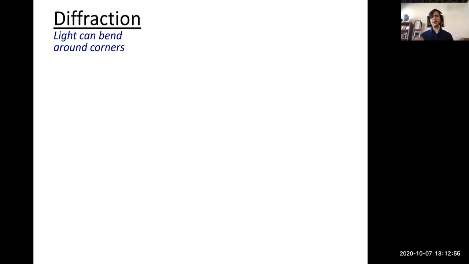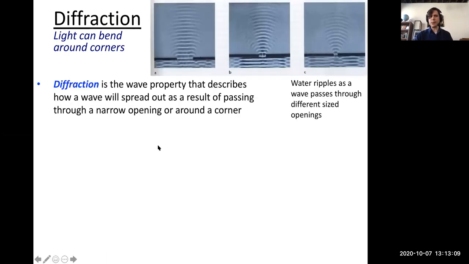And here we have to go to another wave property called diffraction, which, a colloquial way we can call that, is light can bend around corners. Waves bend around corners. So diffraction is a wave property that describes how a wave will spread out as a result of passing through a narrow opening.